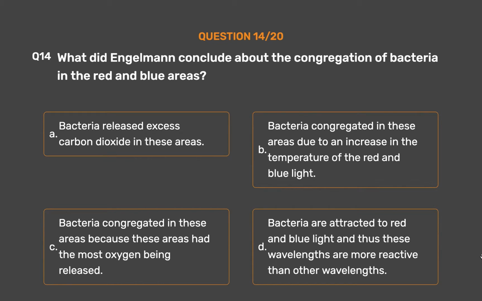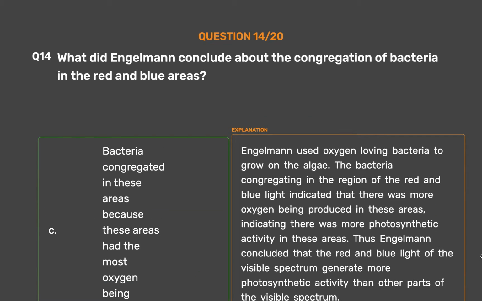The correct answer is option C. Bacteria congregated in these areas because these areas had the most oxygen being released. Engelmann used oxygen-loving bacteria to grow on the algae. The bacteria congregating in the region of the red and blue light indicated that there was more oxygen being produced in these areas, indicating there was more photosynthetic activity in these areas.